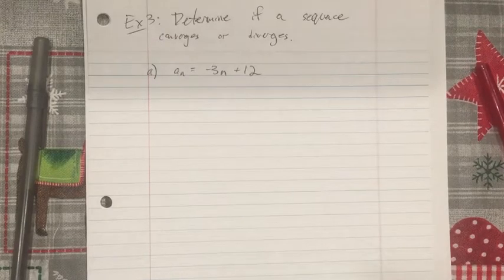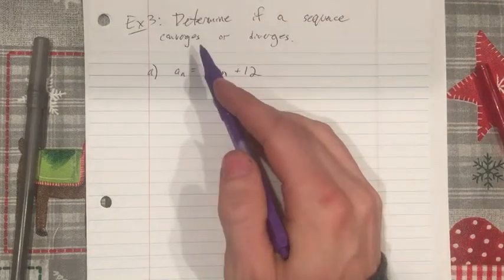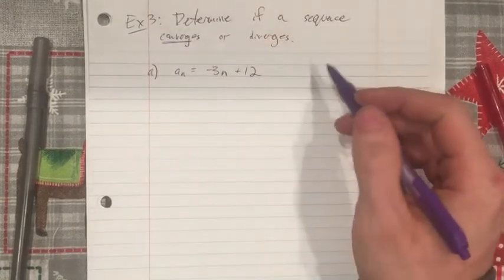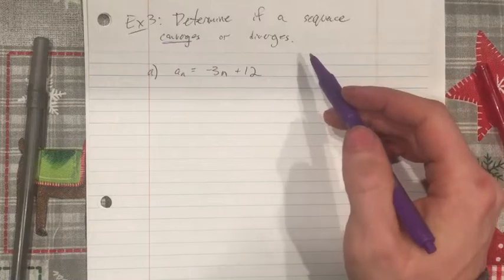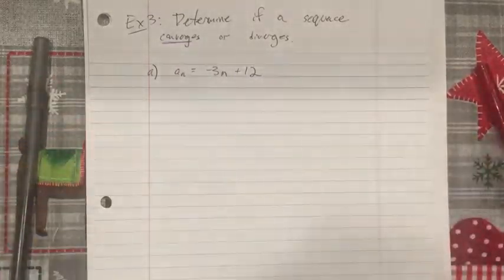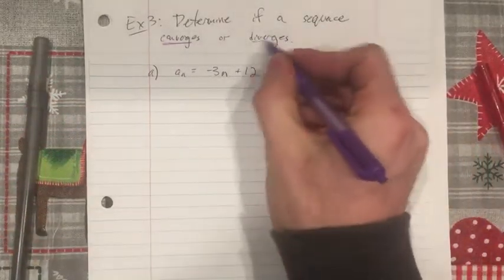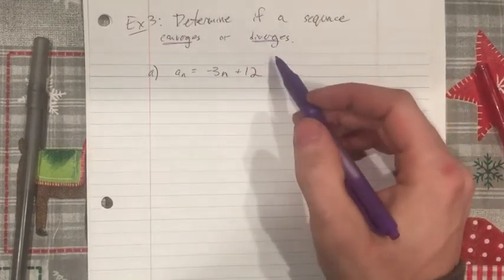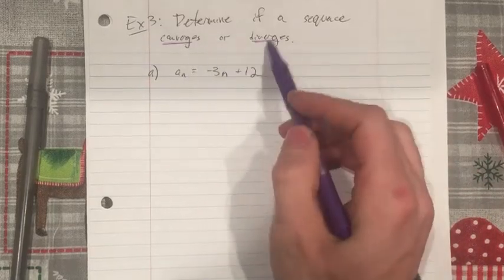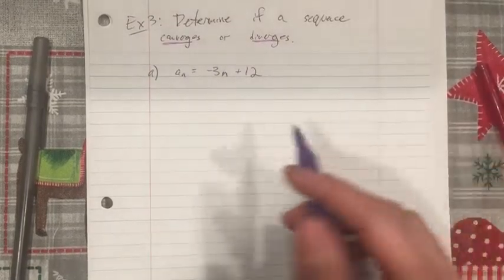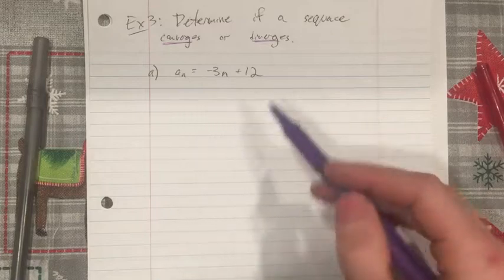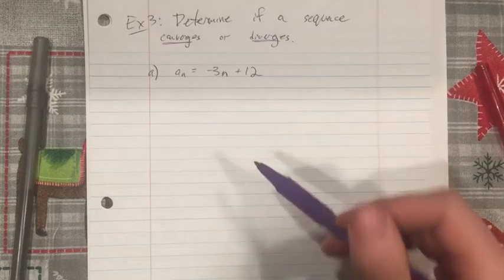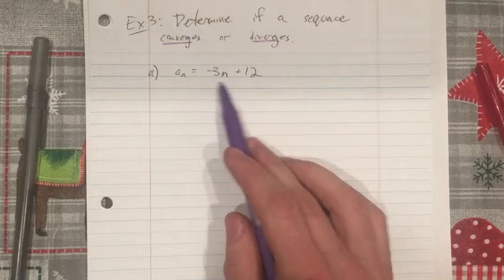Okay. Example 3, determine if a sequence converges or diverges. Okay, so converges means to come together. That's what converges means in context outside of math, when things come together, right? Like you came together with your family on Thanksgiving and then you diverged the next day because you couldn't stand to be with them. So you went out Black Friday shopping. So converge, come together, diverge, spread apart. And sequences either do one or the other. There's no middle ground.